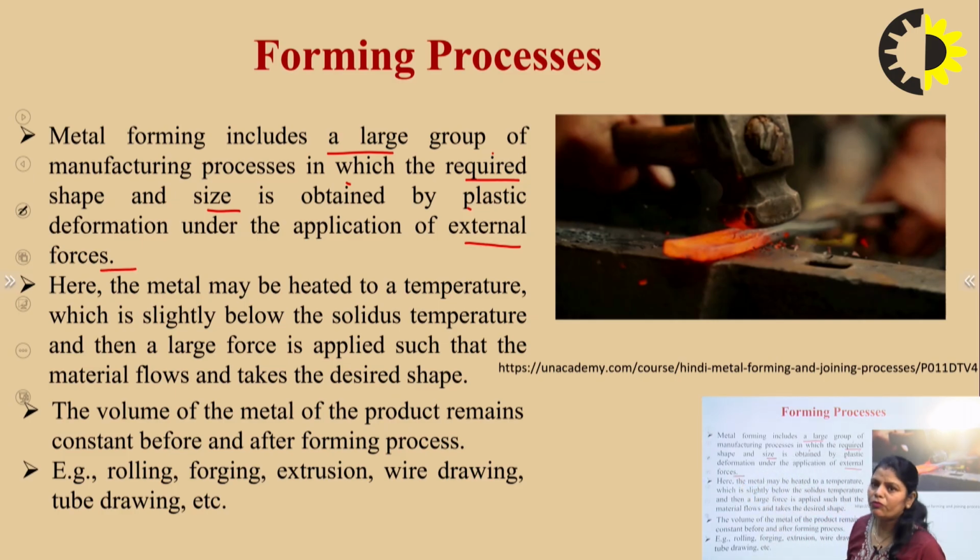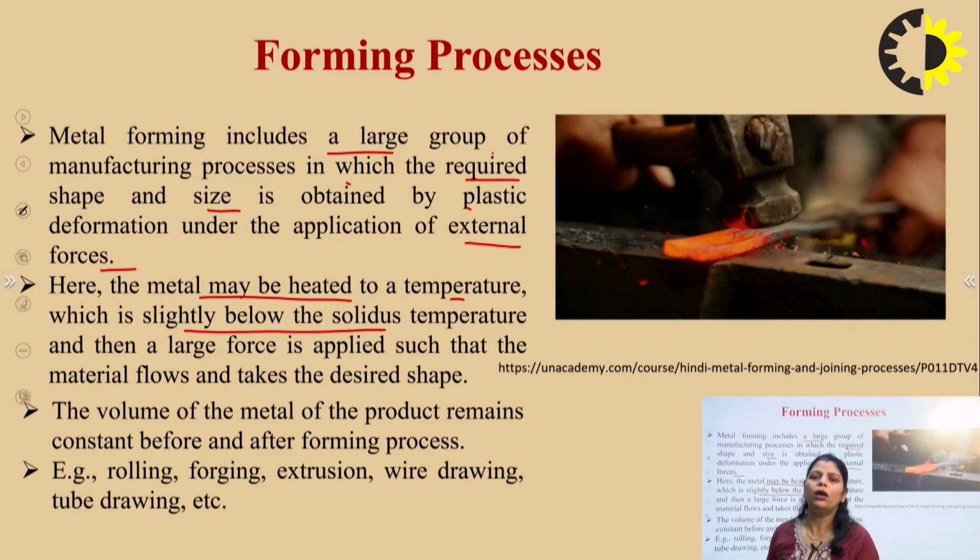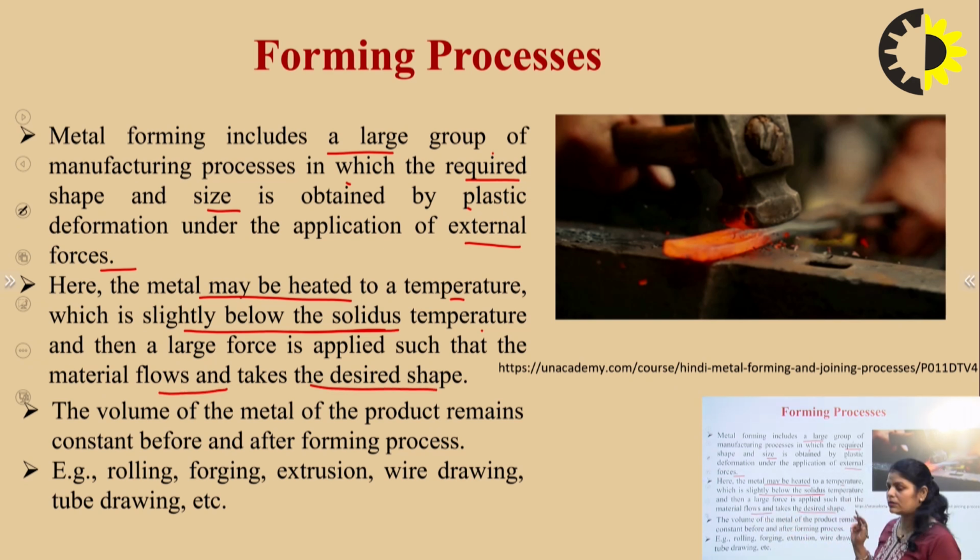We will change its shape and size with the help of external force. So, for applying the external force to change the shape and size of our raw material, we will heat the material to a temperature which is below the solidus temperature. Solidus temperature is basically the highest temperature at which the material is in its proper solid state. So, we will heat the material below the solidus temperature, and then the external force will be applied such that the material flows and takes the desired shape.